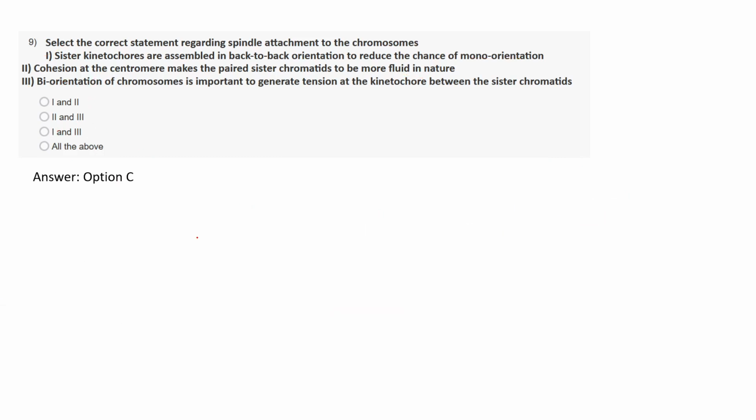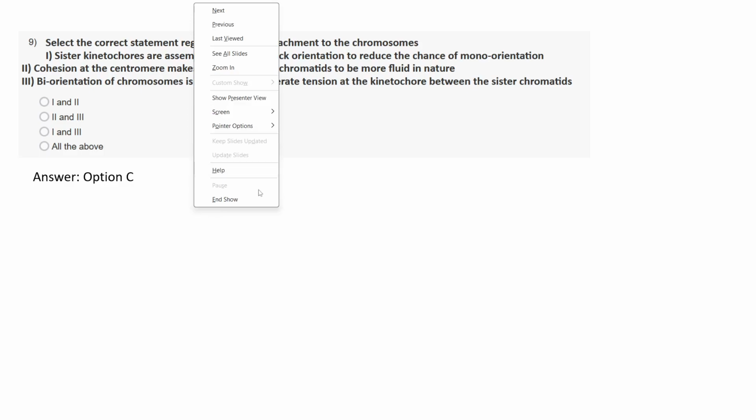So is it clear, this part? This part, is it clear to everyone? Am I audible?